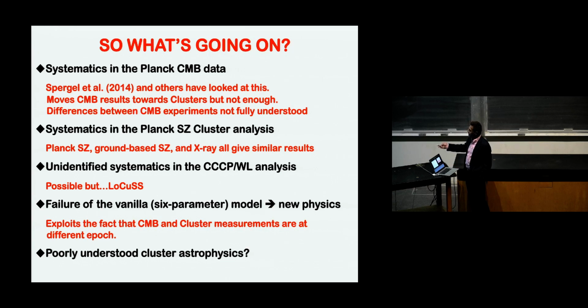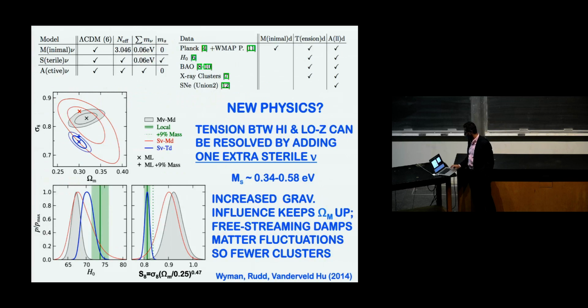It could be that there is poorly understood cluster astrophysics, or it could be the failure of the vanilla 6-parameter cosmological model that we've used, which could lead to new physics. And between these two, if I was giving a talk at the astronomy colloquium, as I will in a few weeks, I would have zoomed in on this one. But just for the benefit of this audience, I thought I would go with the first one, and I unfortunately do not have time to deal with both of them. So we'll go with this, and it's a very quick 2 slides, so I'm almost done.